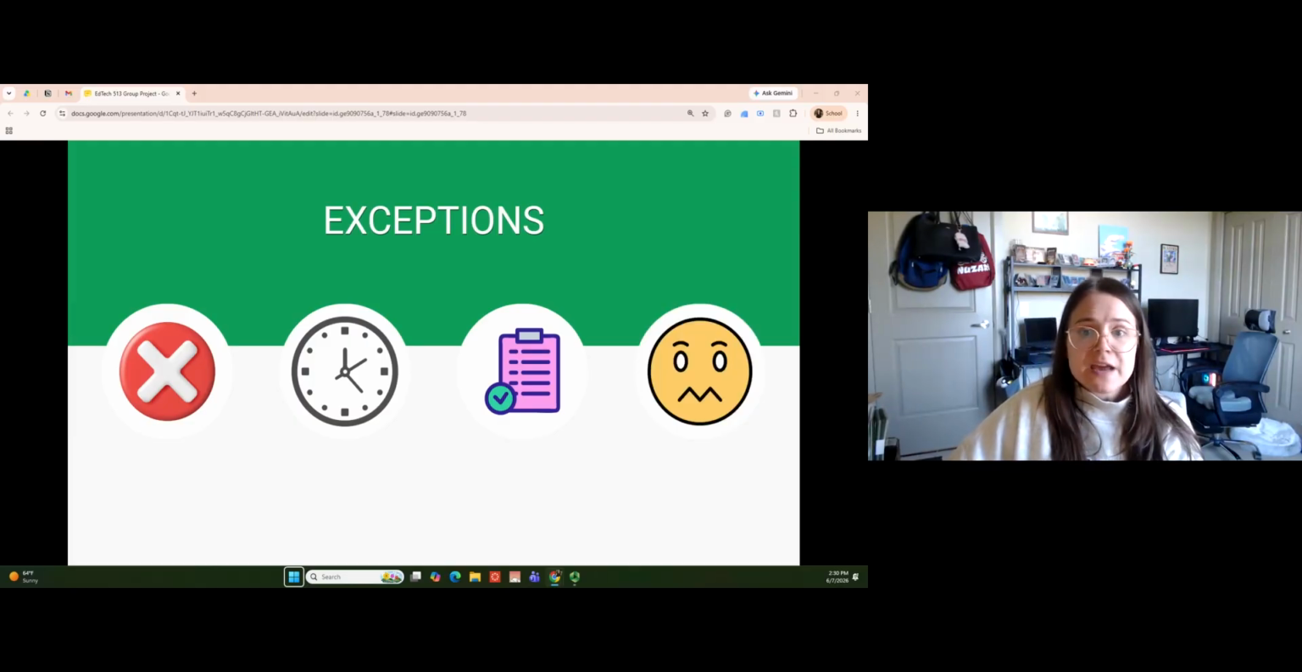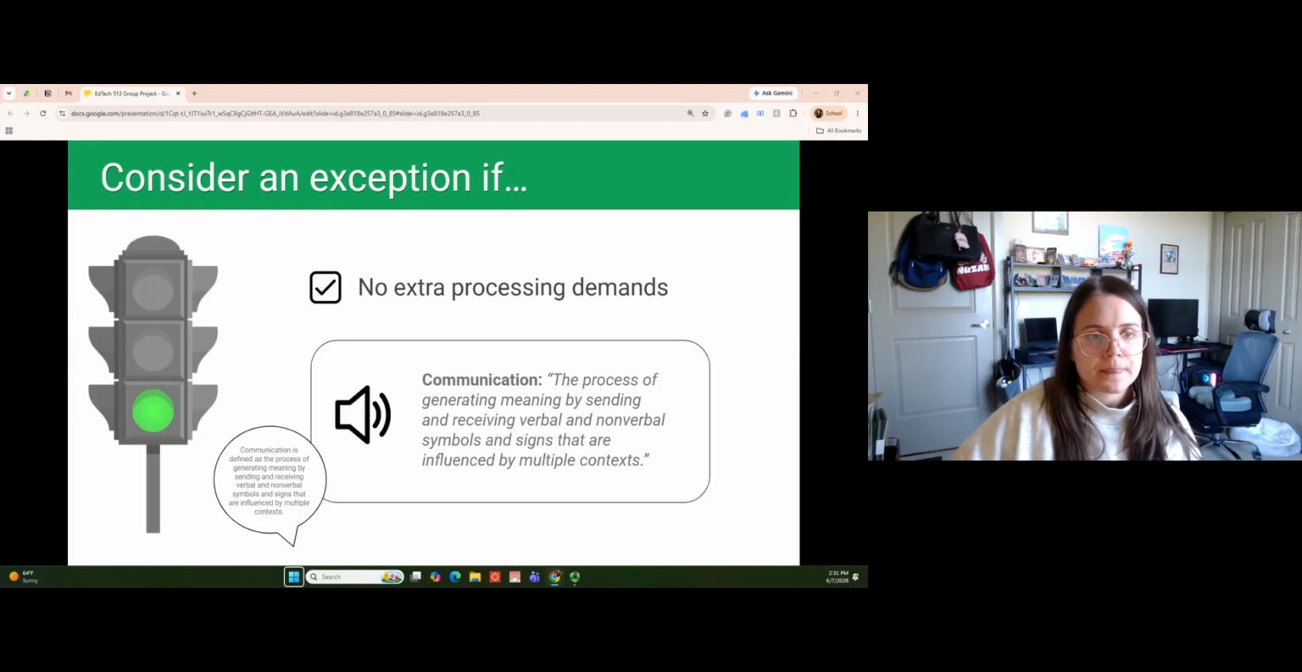And finally, if it would cause the learner to exert a lot of effort to take in the narrated text rather than printed text, it might actually support learning to have redundant text on the screen. Exceptions to the redundancy principle must only be used if they do not add to the learner's processing demands.